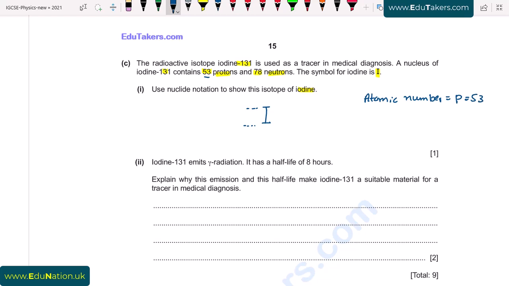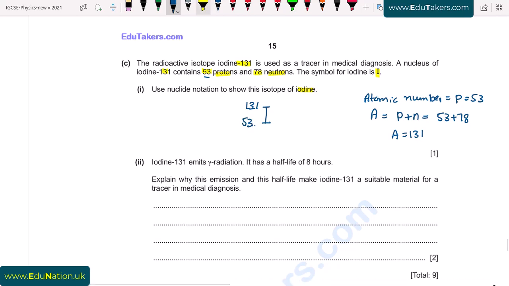Next we have to calculate the mass number of iodine. Mass number is represented by A and it is the sum of the number of protons plus neutrons. Number of protons are 53 and neutrons are 78. So the mass number comes to be 131. When I write here, I write 131 and the number of protons is 53.